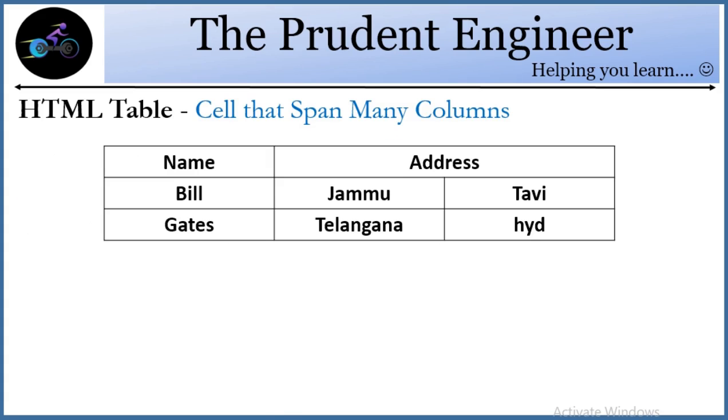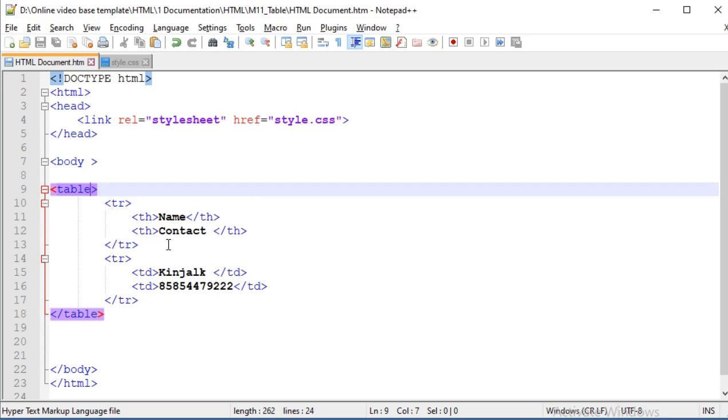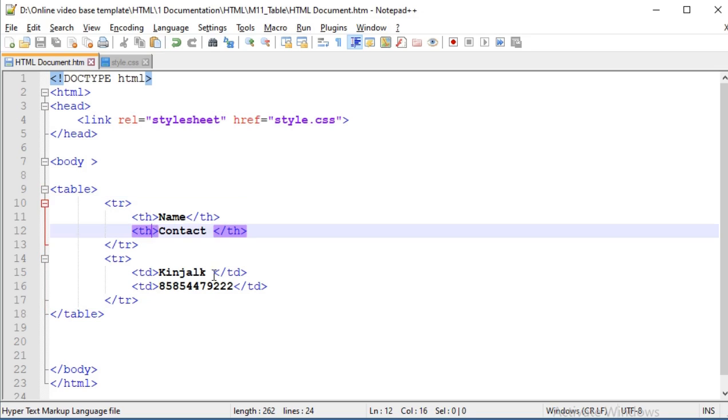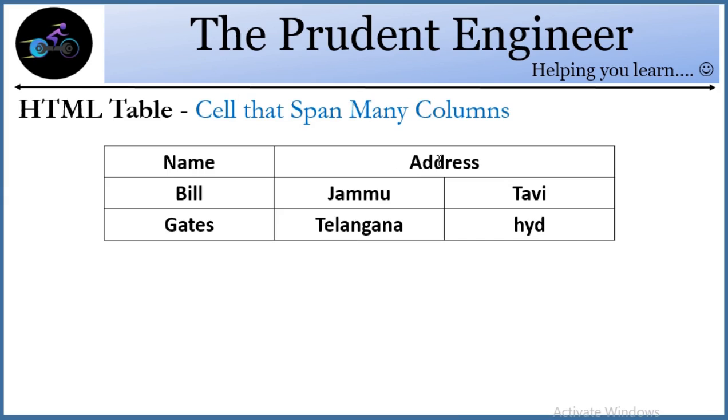Okay, the next thing we want is to add a cell that spans into many columns. Suppose this is the address cell and that spans into 2 separate columns. This is one cell. So how can we do it? We have to use a separate feature called colspan. Suppose in the contact section, you want to span this cell into 2 cells.